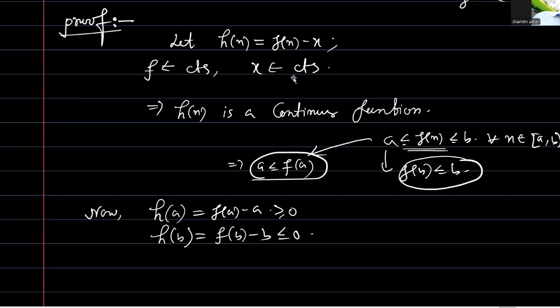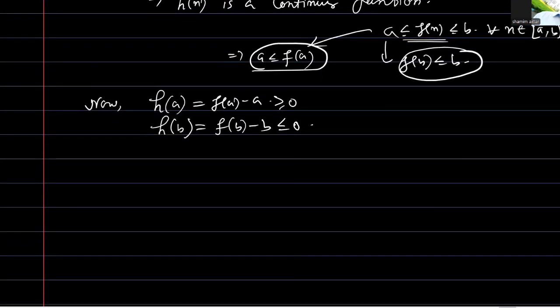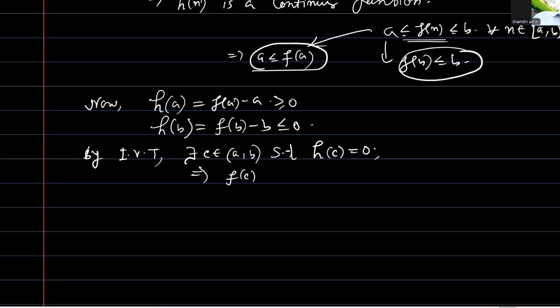Okay, now by the intermediate value theorem there exists a c belonging to the open interval a comma b such that h of c is equal to 0. So this implies f of c minus c is equal to 0, so this implies f of c is equal to c. Okay, and hence the proof.